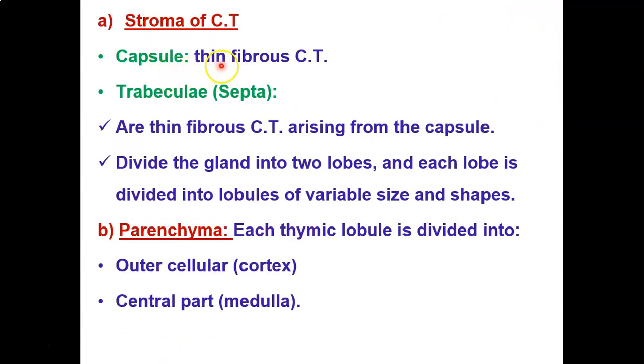Stroma is a capsule of thin fibrous connective tissue. The trabeculae are also thin fibrous connective tissue. The capsule of the thymus is always thin. The septa arise from the capsule and divide the gland into 2 lobes. Each lobe is divided into lobules.